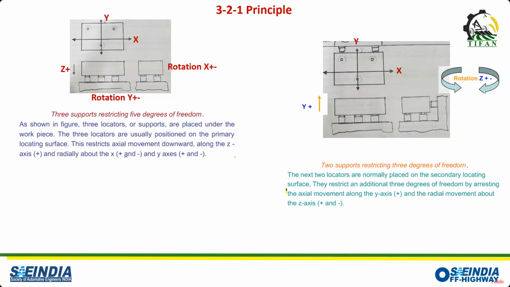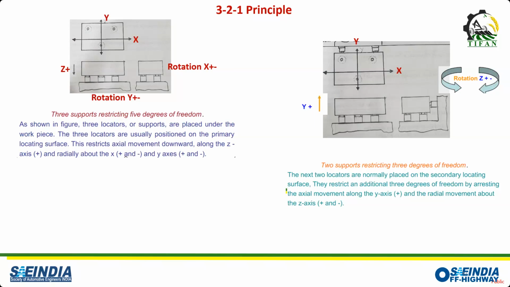On the left side, you see a rectangular workpiece supported by three support pins at three locations. What it is doing is constraining the axial movement in a downward direction, let's assume plus z, and it is also constraining two radial movements in the x and y axes. That way it is constraining 5 degrees of freedom.